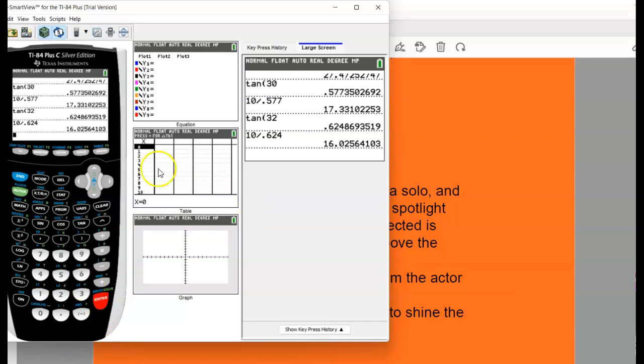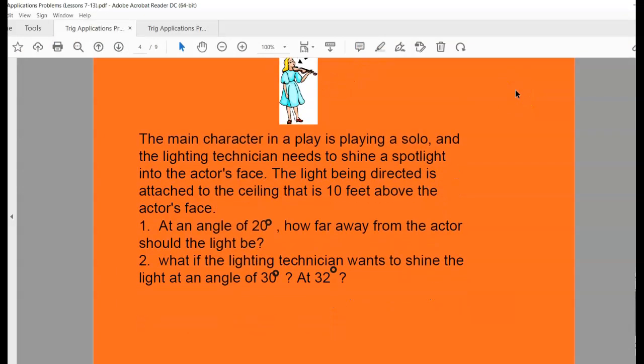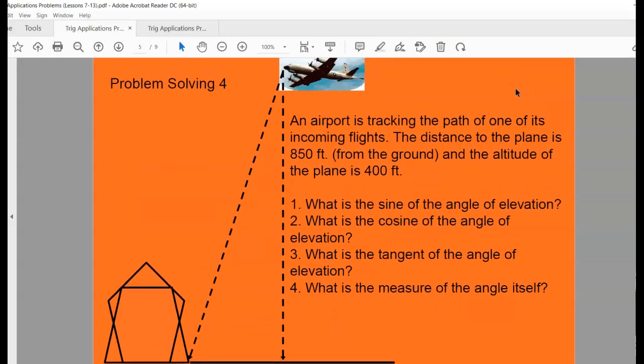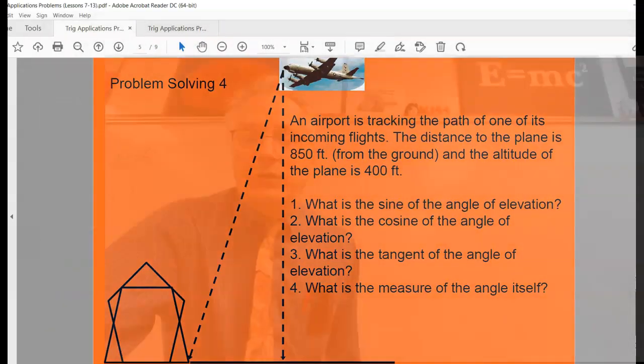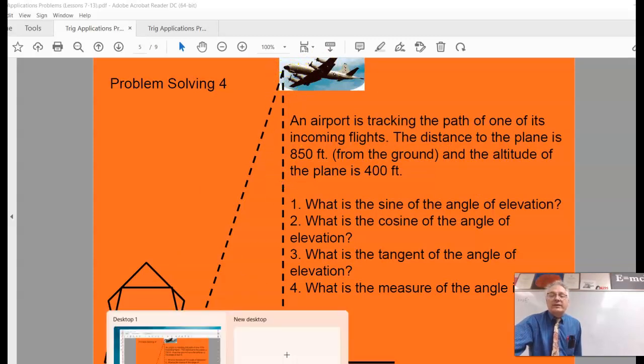Okay, let's take the calculator down and see what else they're asking us here. This drawing's not to scale, but let's take a look at it anyway. It says an airport is tracking the path of one of its incoming flights. The distance from the plane to the airport is 850 feet. So your hypotenuse here is going to be 850 feet. And the altitude above the ground is 400 feet.